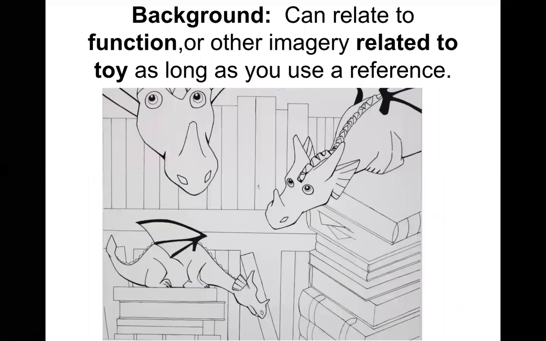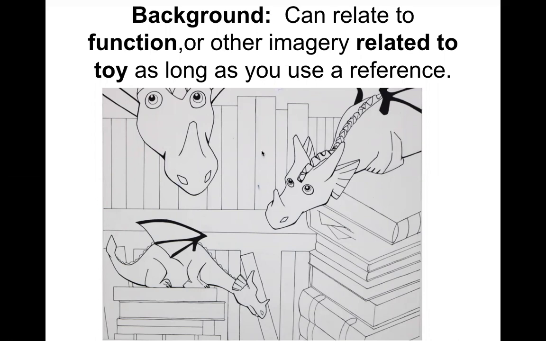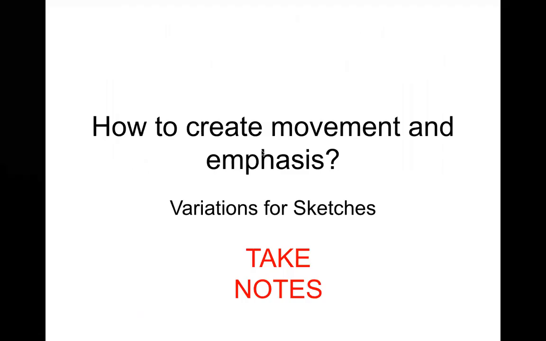This was a dragon book holder, so it was for a bookshelf, and she has it holding books. So it's related, right? Now, these are ways that you want to create movement. So I'm going to give you some extra hints. So write these things down, right? Once again, concentrate on just the key words.